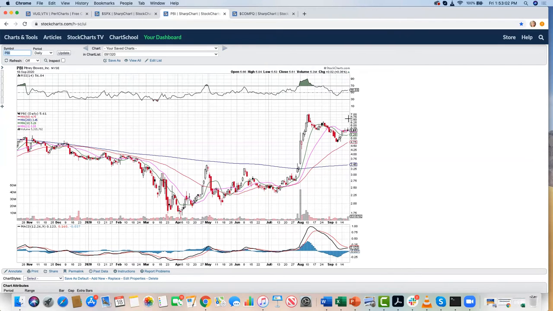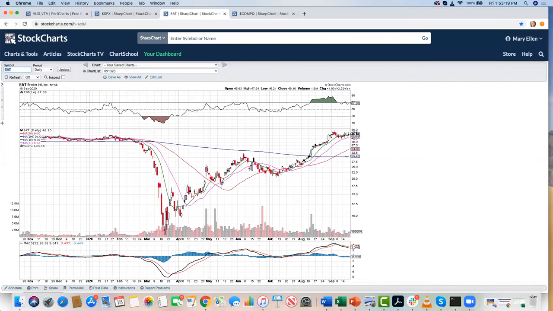The company did increase their holiday pricing for delivery services, and that should certainly bode well for their revenue prospects. So a nice 3.5% yielder there. Next up is a restaurant stock. They own Chili's and Maggiano's. EAT is the ticker symbol.